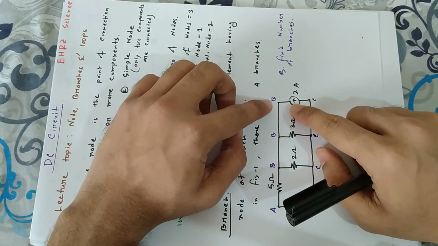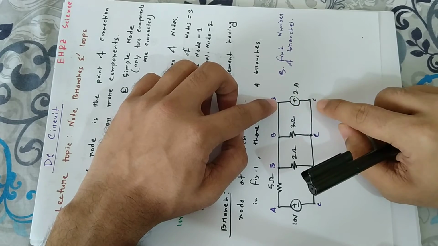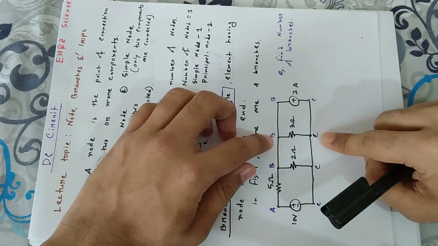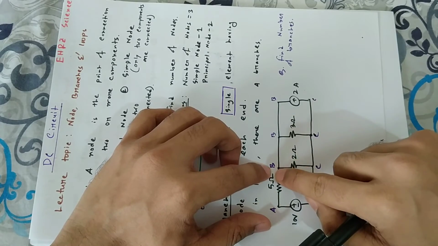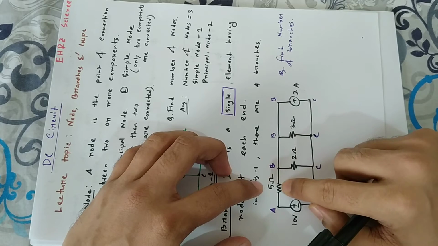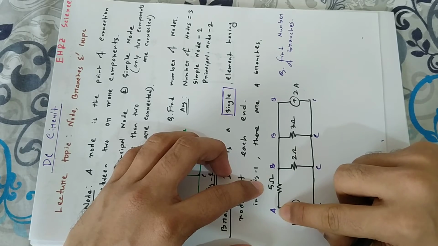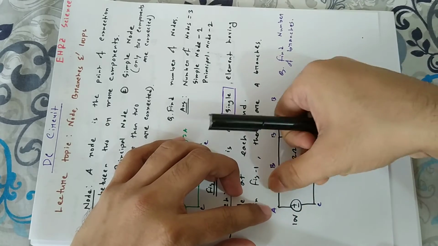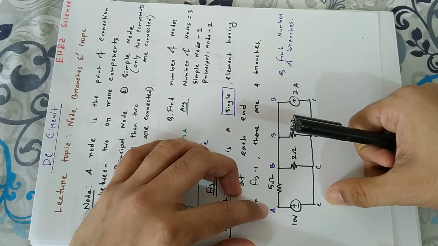Okay, now since we have identified the nodes, it is easier to identify the branches. This 2 ampere current source is a branch because it has 2 nodes at its 2 ends. The 3 ohm is also a branch, between B and C. The 2 ohm resistor is also a branch because the first point is B and the second point is C. This 5 ohm resistor is also a branch because the first point is B and the second point is A. The same goes for this 10 volt voltage source. The first point is A and the last point is C, 2 nodes at its 2 ends.